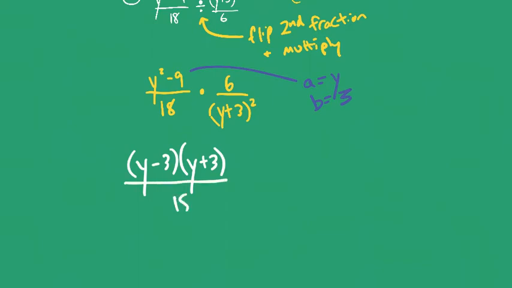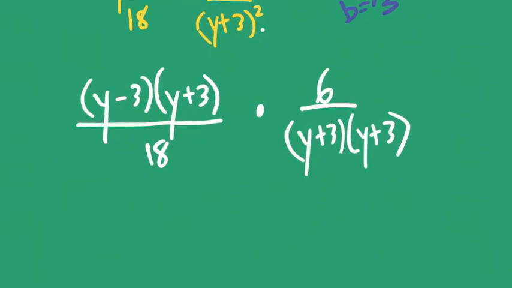On the bottom, I'm going to leave the 18 alone, and then multiplying 6 and the y plus 3 squared. This is one of the simpler ones that we'll have to do anything with. If you've got a binomial squared, that just means you're taking it times itself. So we can write that as y plus 3 times y plus 3. It's just the same as y plus 3 squared. And once you've got that, hopefully you can see some things that we can simplify.